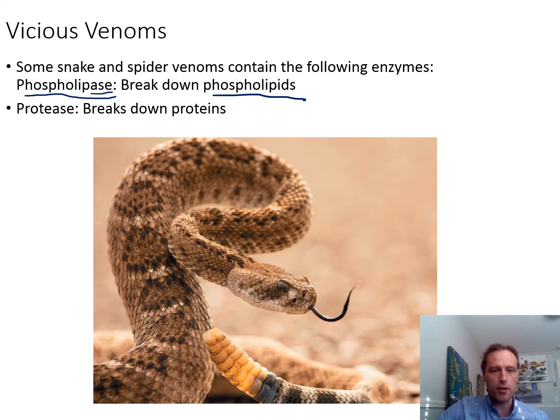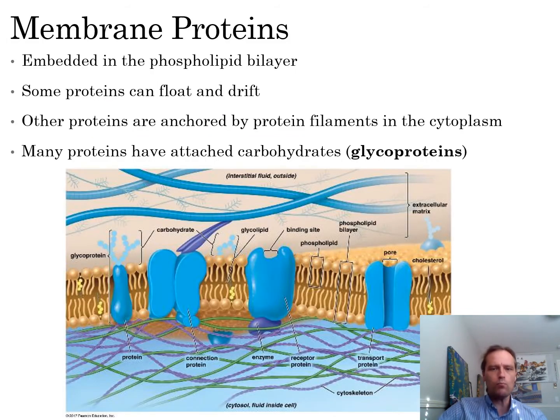Next, they also have proteases. Those break down proteins. So all those things that proteins do, we haven't gotten into it yet, may stop functioning correctly if somebody is bit by a rattlesnake. Super dangerous. So that brings us to what do those membrane proteins do? And then we'll come back to, if you get bit by a rattlesnake, what kinds of functions might it inhibit?